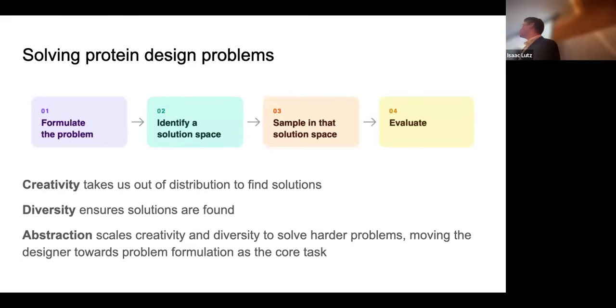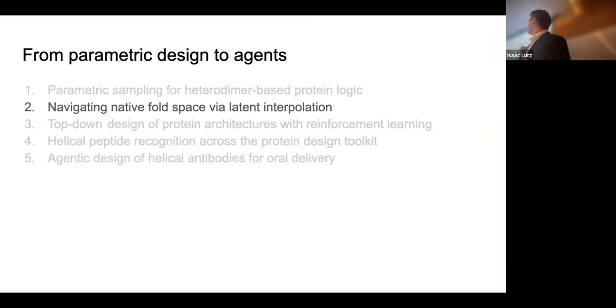However, because of these limitations, it sort of felt like what we need to be able to do is, rather than manually picking parameters to describe the solution space, we need a way to sample more automatically. And so this is when I started thinking of more ways that we could do protein design. This motivates the next method here, which is navigating a native fold space via latent interpolation.